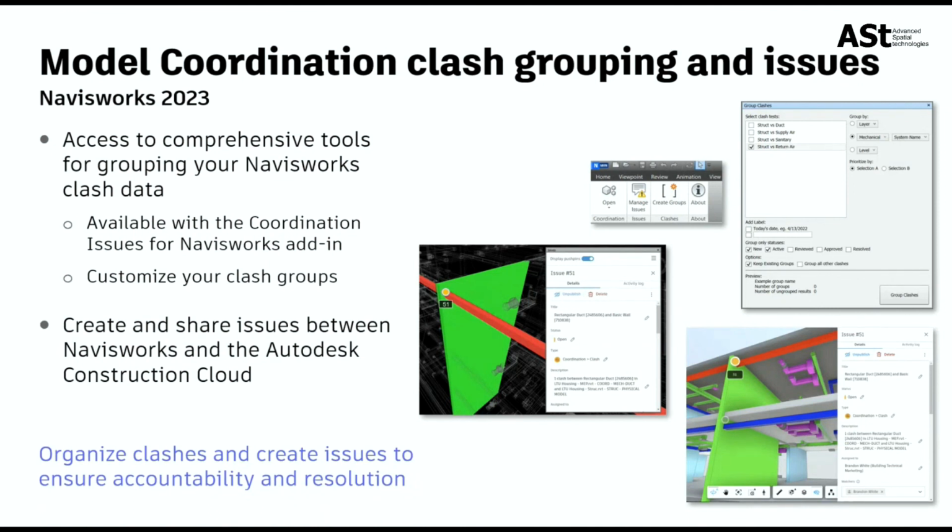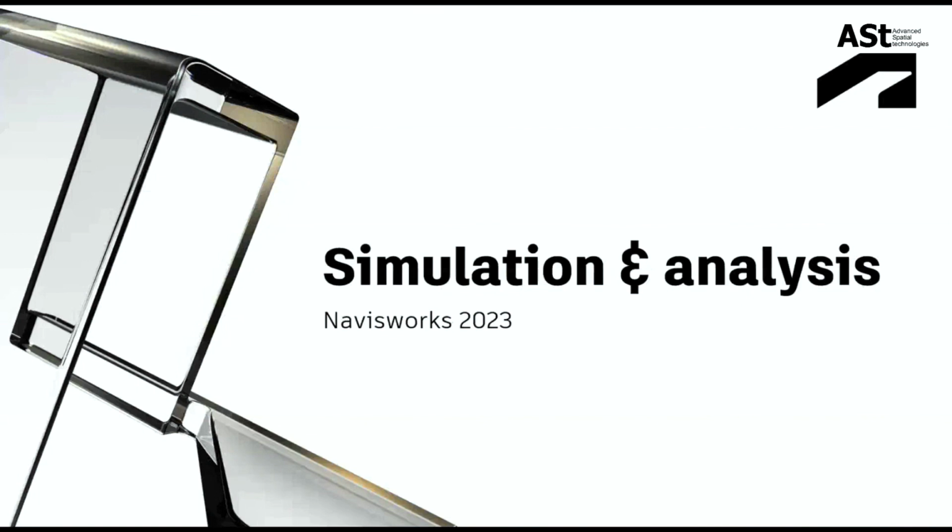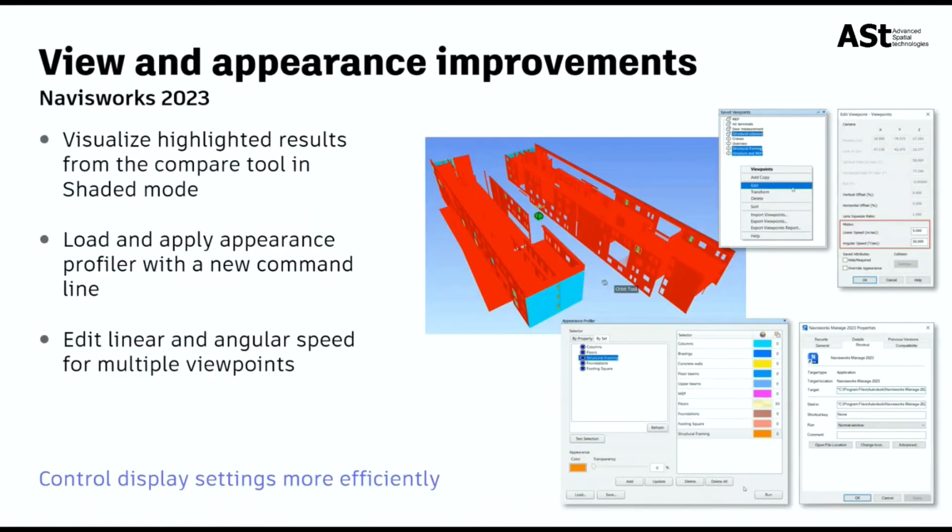You also have access to a number of comprehensive tools to do more with clash data, work out model hierarchy, specific properties, or level information. In Navisworks 2023, this is one of the big things with interoperability. You've got more enhancements to control the view appearance and navigation when comparing models using the appearance profiler. So when you're working on multiple viewpoints, you can visualize highlighted results from the compare tool.